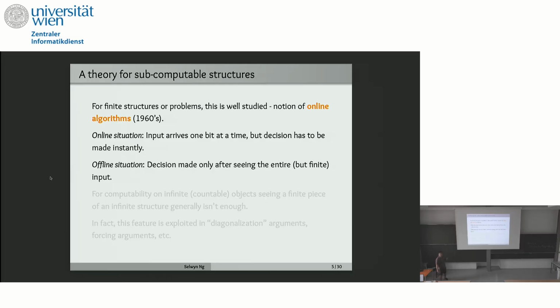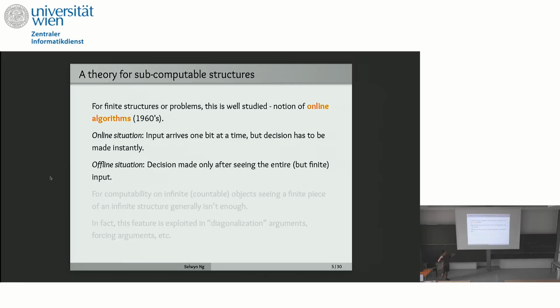Okay, so I think the basic motivation comes from this class of problems called online algorithms, which have been studied in computer science. This is for finite problems, finite structures and finite problems. And the basic idea is this: you have a finite piece of information, like a graph or something, and your job is to solve for certain aspects of this thing. You want to find a matching or something.